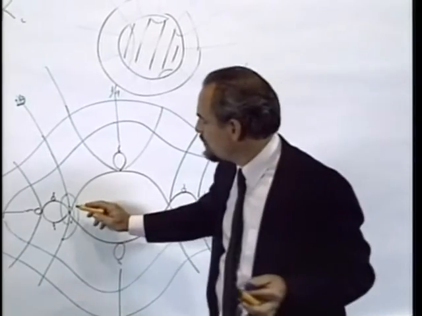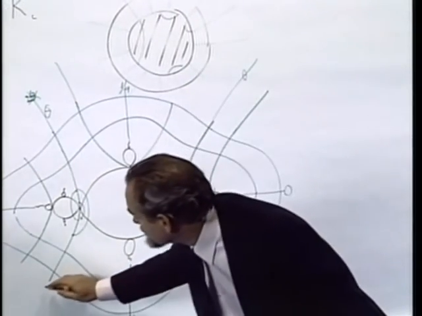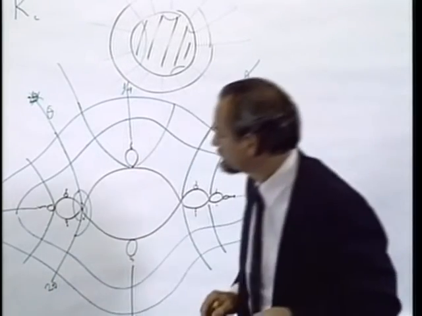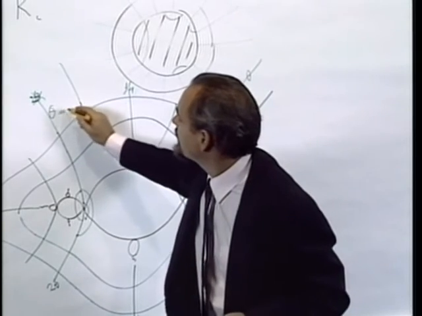Now, if this one has some angle theta, then that one has angle 2 theta. And then, since this ray is mapped back to that one, that one has angle 4 theta.